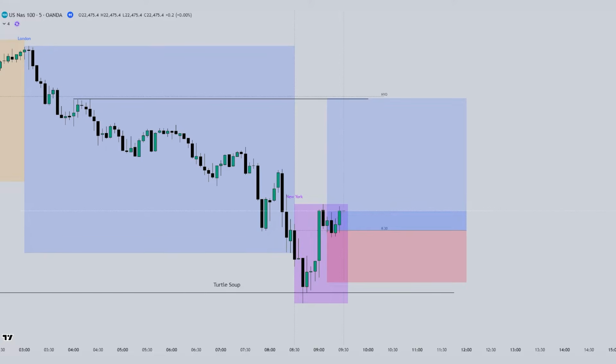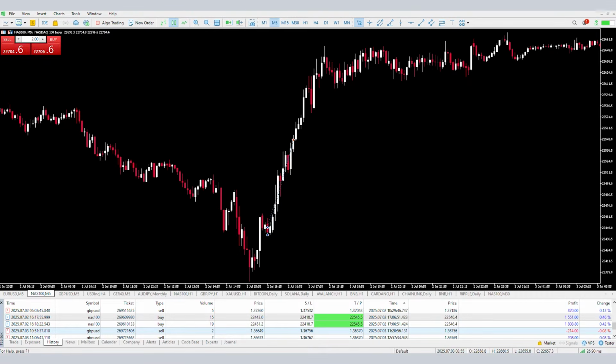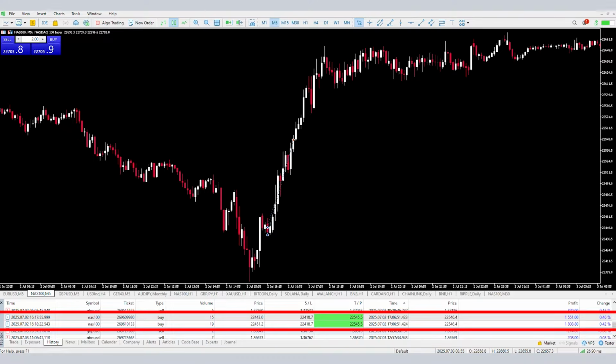Turtle Soup is the most basic ICT setup. Once you understand it, you will understand the logic behind all smart money models. Not only boring theory, let's take my recent trade on NAS 100, where I caught the movement and earned $3,000.